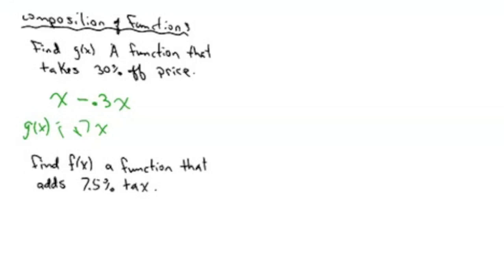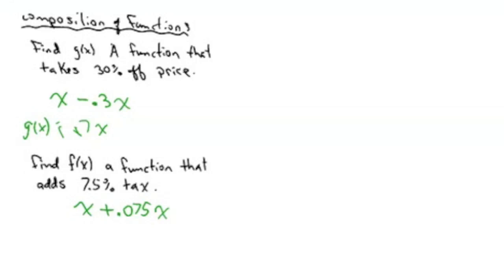So how do you do 7.5% sales tax? You would take 0.075 and multiply it by the cost, and the cost we're going to call x, so it's 0.075x, and then you're going to add that back to x, the cost.